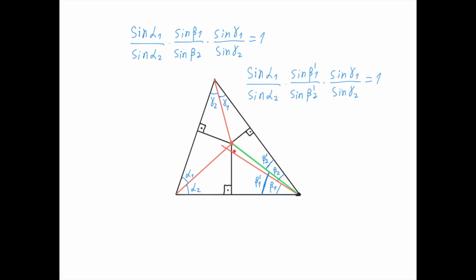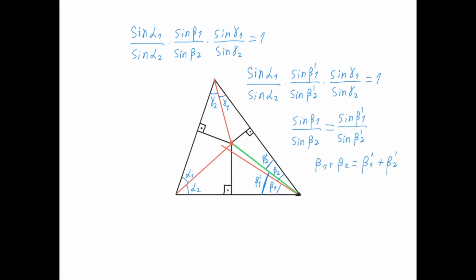Now we know that this red line and this green line intersect at one point, and so we can use what we've already proved, that if we know that three lines intersect at one point, then the six angles that they make with the sides of the triangle satisfy this relationship here. And now that we know that this equality holds and this equality holds, we can divide one by the other, cancel out the alpha 1, alpha 2, gamma 1, and gamma 2, and then we'll be left with sine of beta 1 over sine of beta 2 equals sine of beta 1 prime over sine of beta 2 prime.